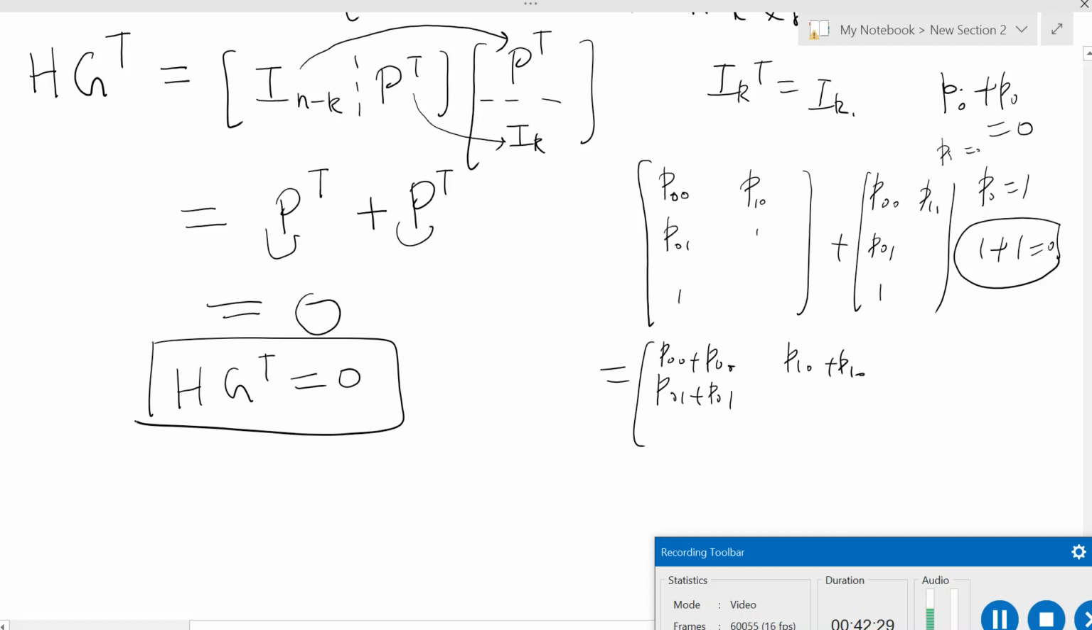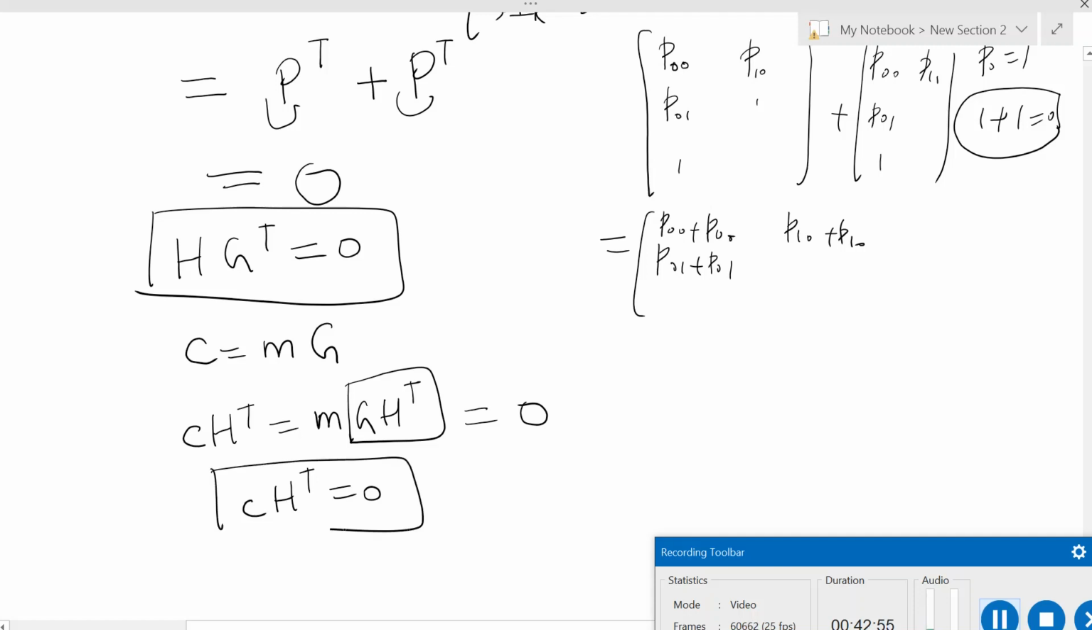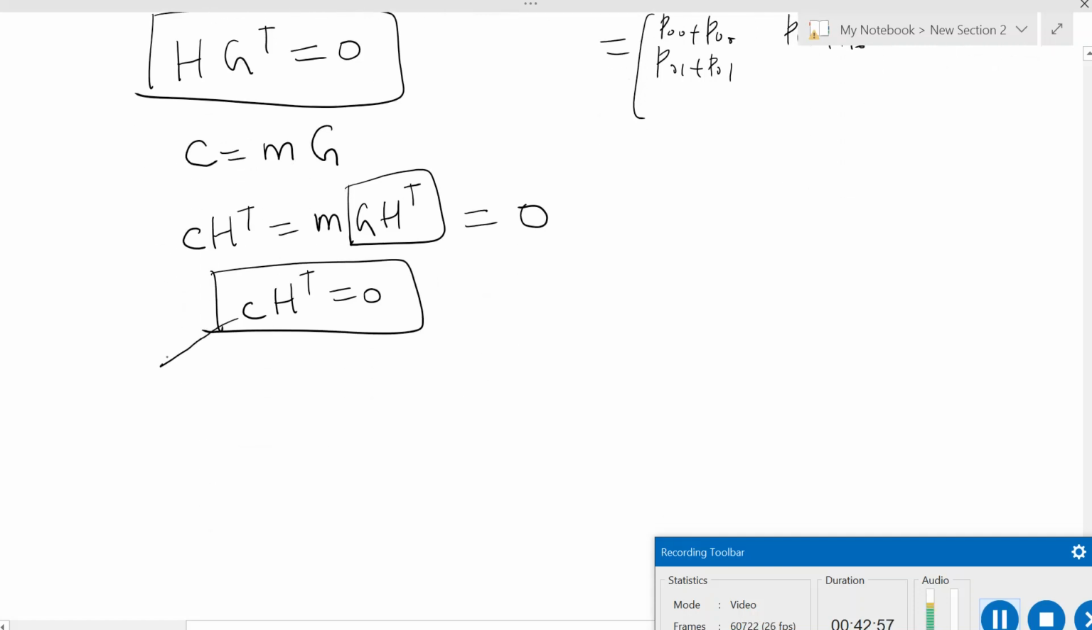This is a very important property. Why? Look at this. You have C = mG. This is how you generate the code word. Now if you multiply both sides by H transpose, you get mGH transpose. But GH transpose is 0, so you get 0. So C H transpose is 0. It means that if a code word is a code word, then when you multiply it with H transpose, it becomes 0. How it is important, we will see later.